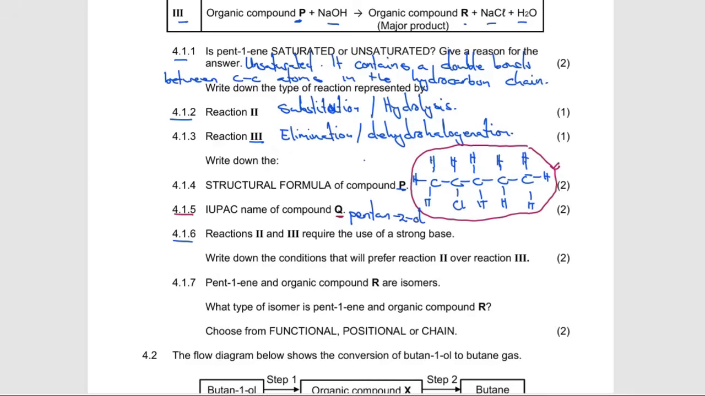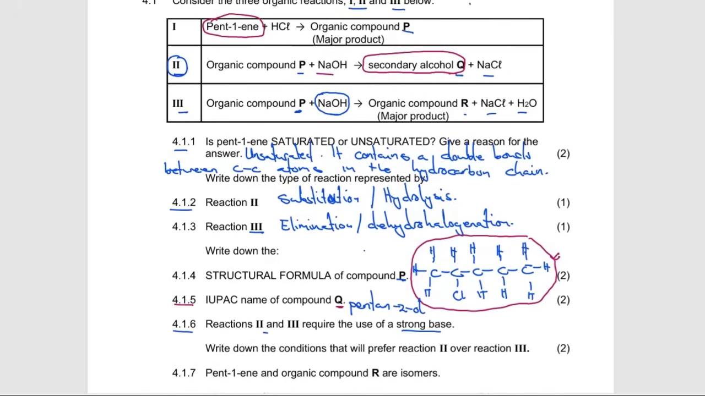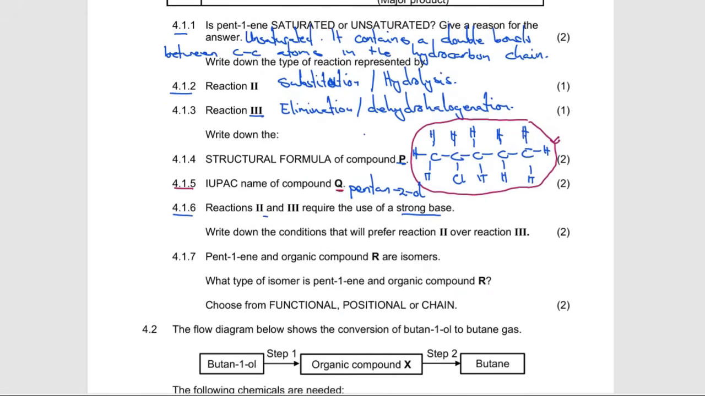Then moving on to 4.6, it says reactions 2 and 3 require the use of a strong base. So we're using a strong base, which is our sodium hydroxide, NaOH, for reaction 2. And if you look at reaction 3 there, we also have a strong base, sodium hydroxide.